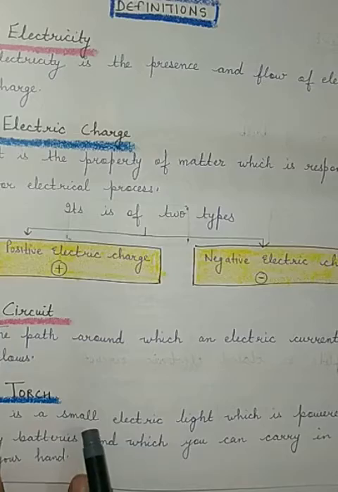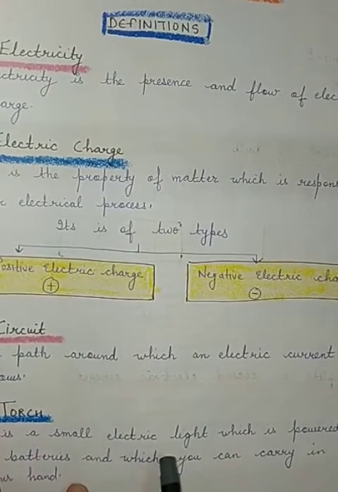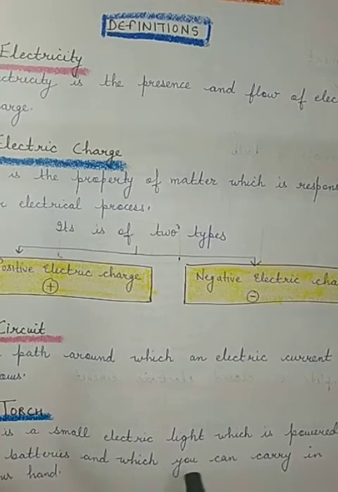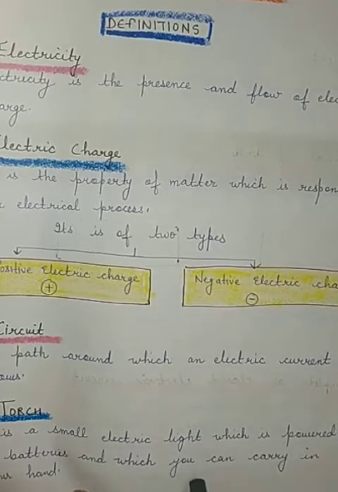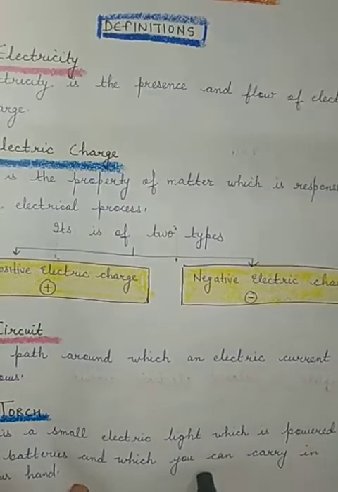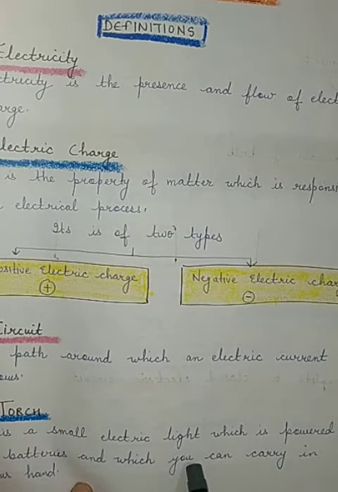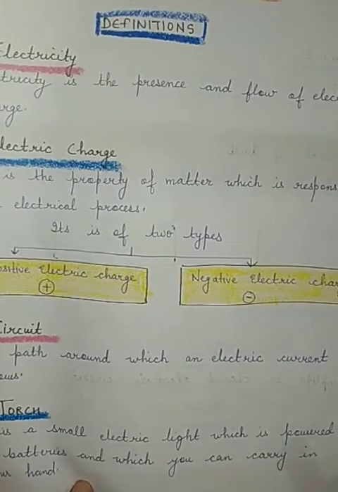Next is torch. Torch, you all are familiar, is a small electric light which is powered by batteries, and you can carry the torch in your hand also. So it is a small device which is responsible for providing light using electricity. We can use a battery for that, and nowadays we can charge them also.